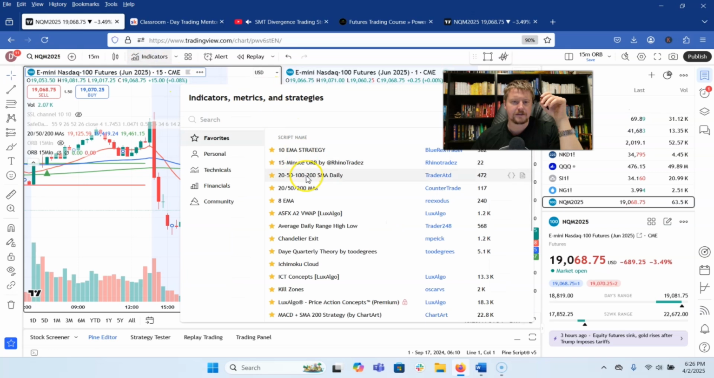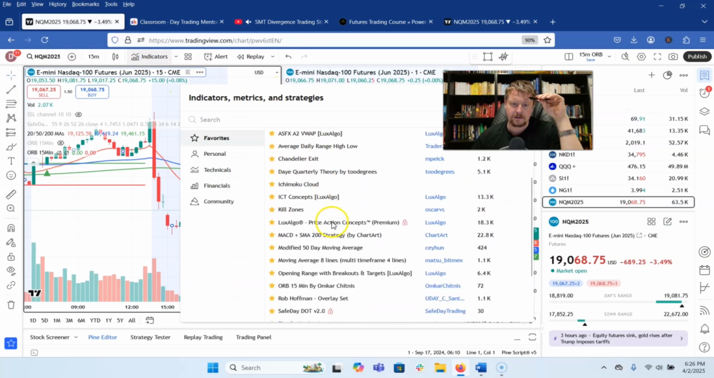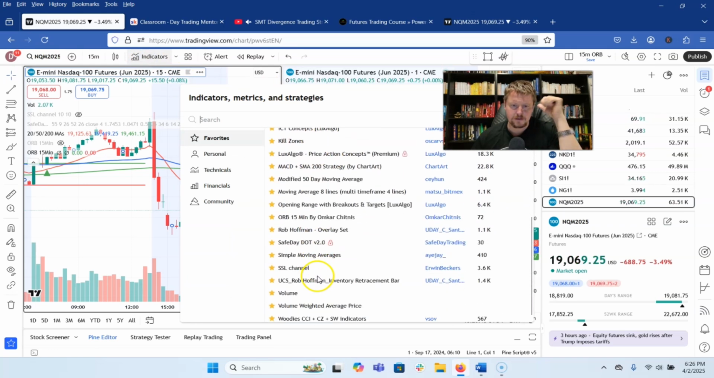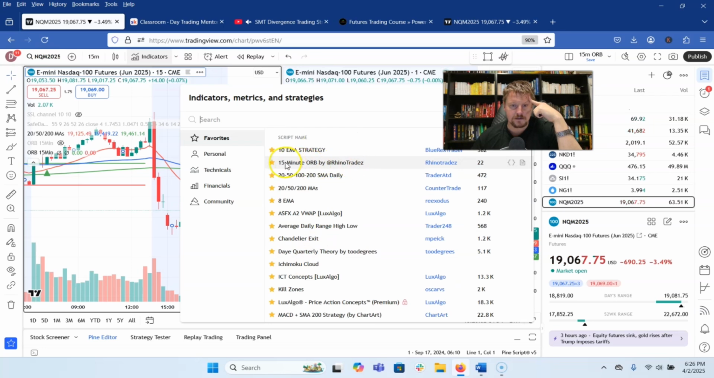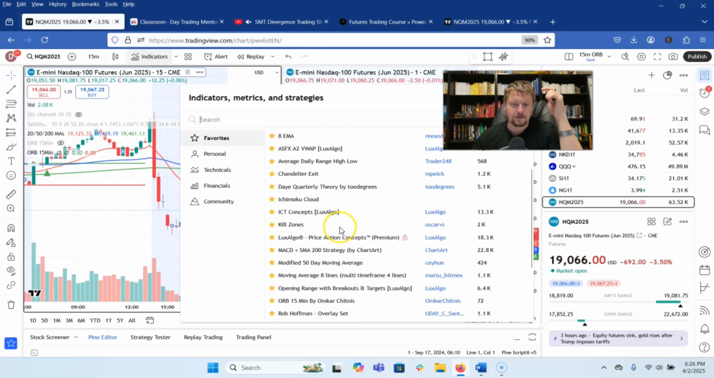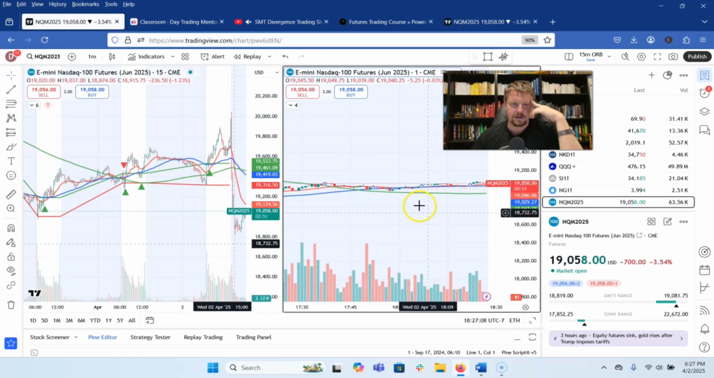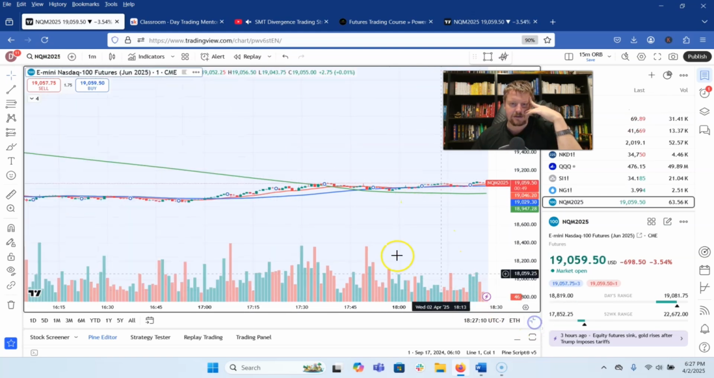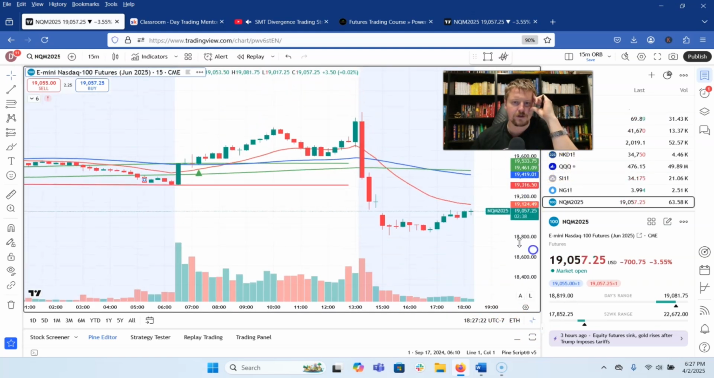If you want to find the one that I am using right now that I like, that works, it says Rhino Trades. So 15-minute ORB by Rhino Trades. It's free. It's the one that I'm using. So I look at it on the 15, and then I execute it on the 1 minute. This is the move where I basically set it off. Here's the 15-minute ORB. If we would have entered right where this little green arrow is, boom, boom.